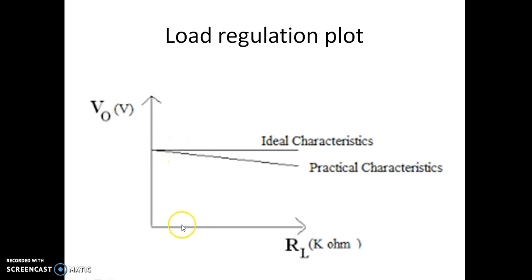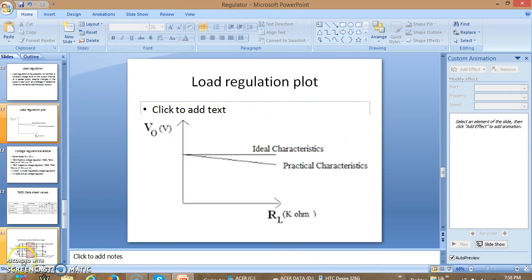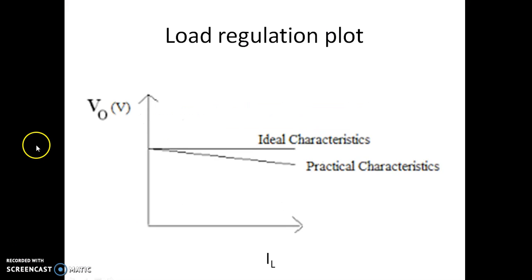Under ideal characteristics, when the resistance is very small, the current is more. Let us assume the resistance is more here, then the current is least. So let us change this to IL instead of resistance. And this is fine now.